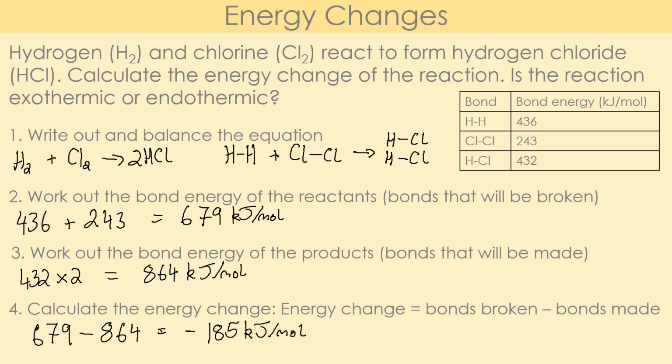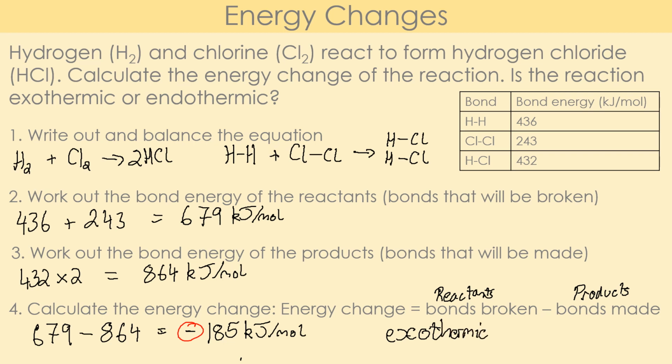You do need to make sure that you include the units, and sometimes your answer will be negative, sometimes it will be positive. It won't always be a positive number. Make sure you do your bonds broken or your reactants, take away your bonds made, which is your products. Now this value is a negative value. Because it is negative, it is exothermic. So we have got an exothermic reaction.